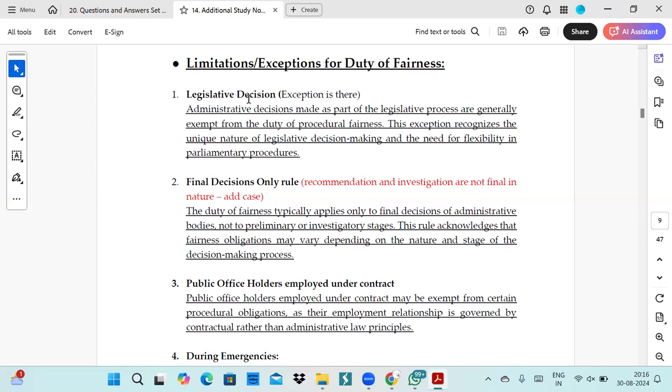But there is an exception also, that is, recommendations and investigations are not final in nature, but they are also going to get the duty of fairness, because there is a case which speaks about the nature. If the nature of the decision is not final, but still it is of huge importance to the person who is affected by it, if it is talking about his life, his liberty, any statutory right, basically, and employment, we have seen, employment is very important.